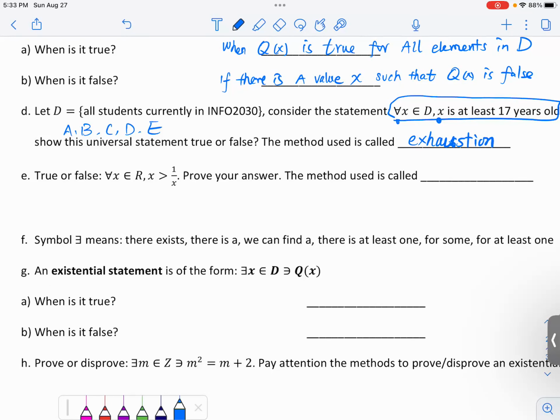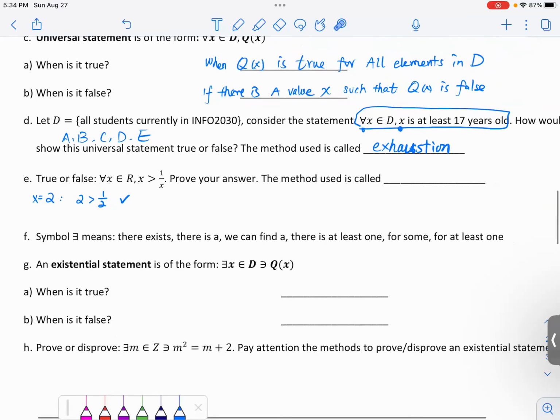So some of you may try, okay, for all x in R, so I'm going to try some real numbers. Suppose you try x to be 2. Is x greater than 1 over x? You see 2 is greater than 1 over 2? Yes, you're going to say this is true. Now, does that mean it's true?